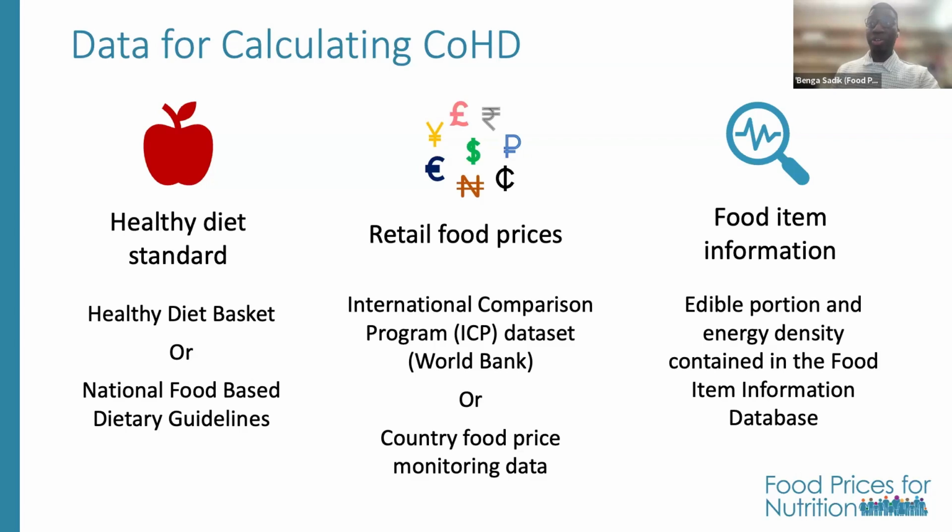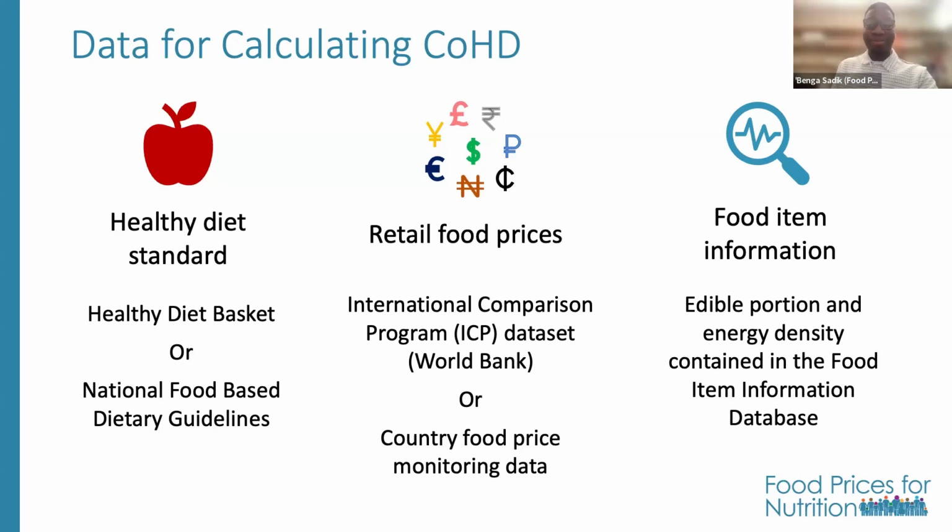Primarily, we need the edible portion of food and the energy density. We have this done across different food composition databases and extracted from different food items. So in the Cost of a Healthy Diet toolkit, which we will show you later, there's the food item information database, which has information for most of the food items that you would need to calculate the cost of a healthy diet, and it has the edible portion and the energy density.